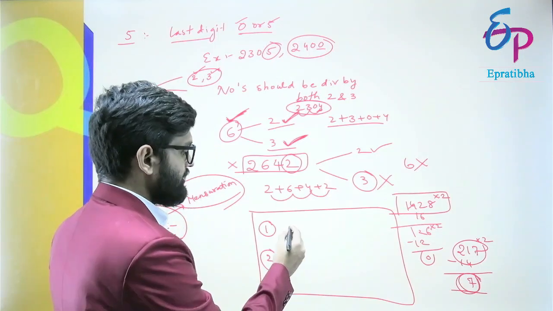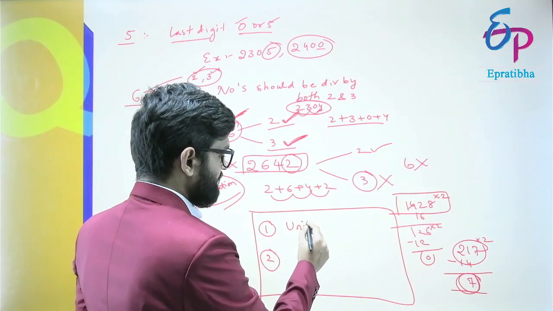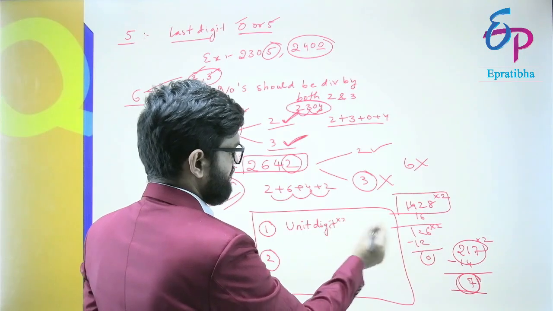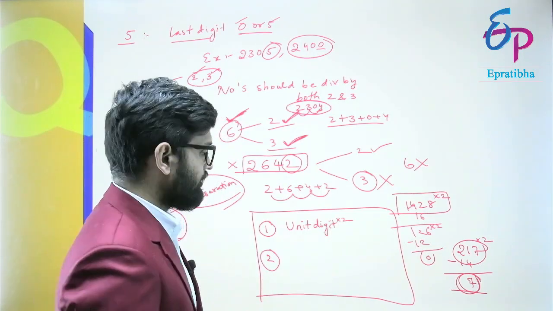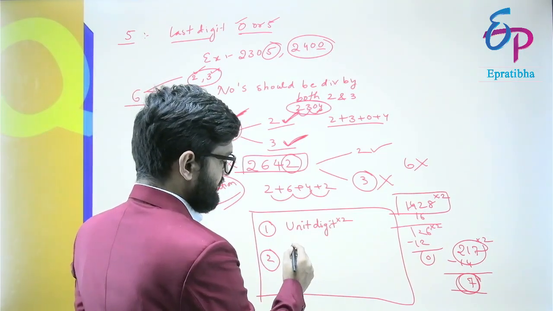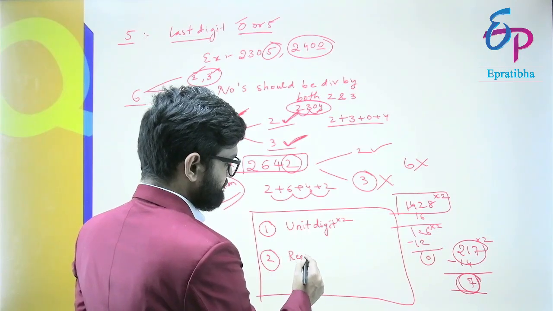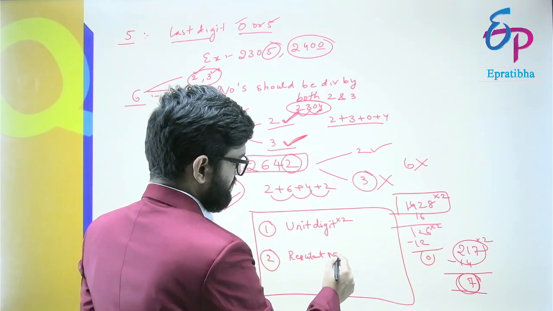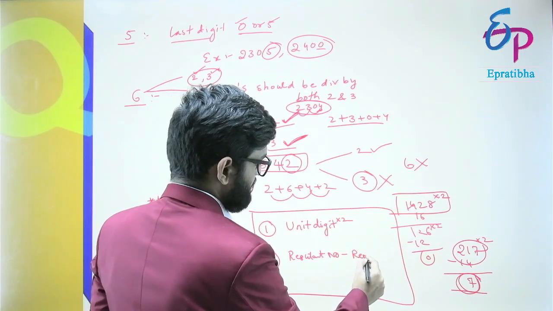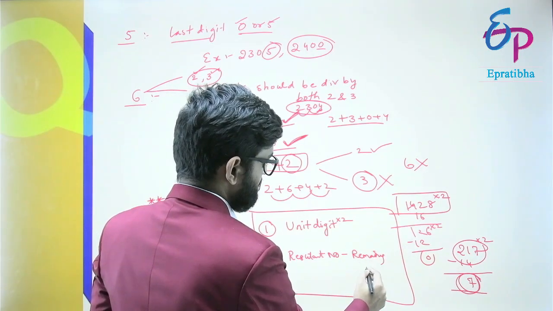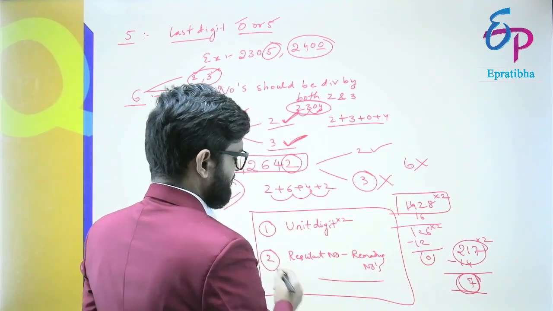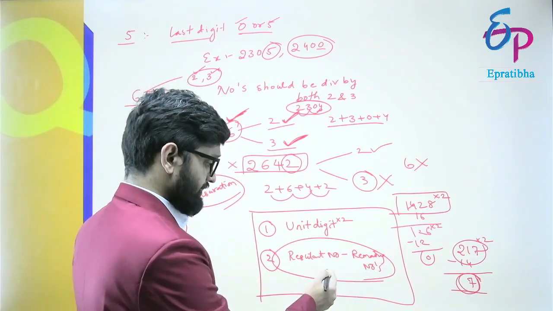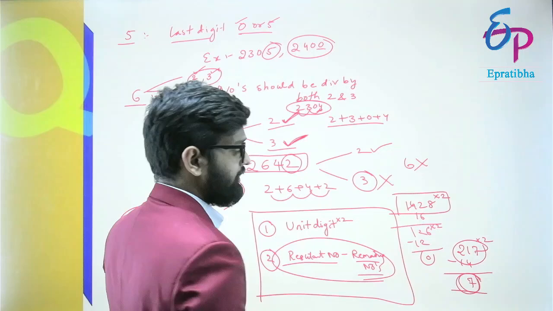Now what are the 2 steps? Multiply the unit digit by 2. The same process will apply for many other numbers. Just take the resultant number and subtract it from the remaining numbers. You have to just take the difference. Forget about minus or plus. You just have to take the difference between the resultant number and the remaining numbers.